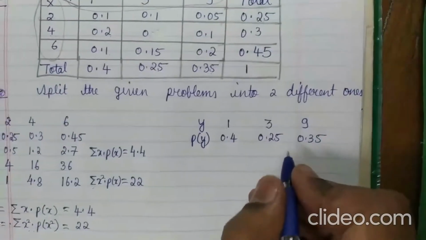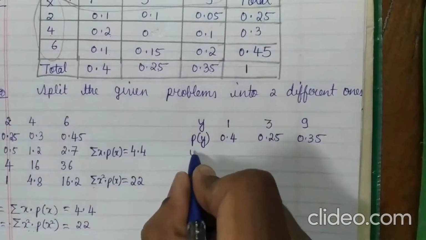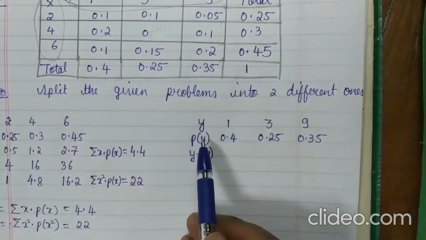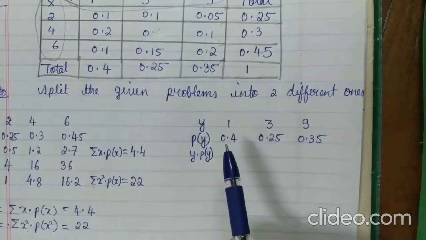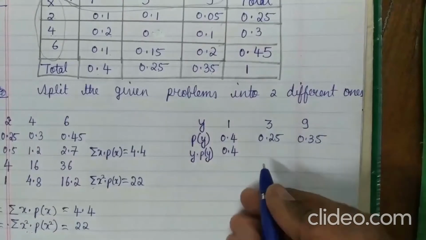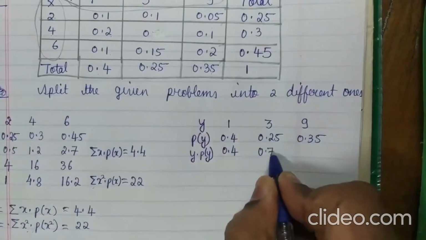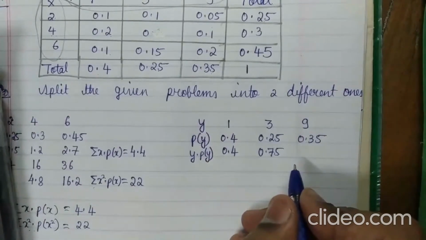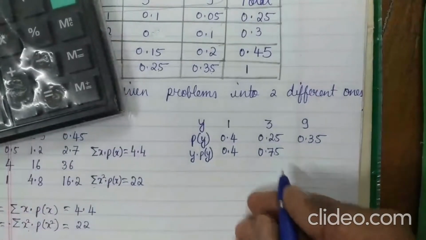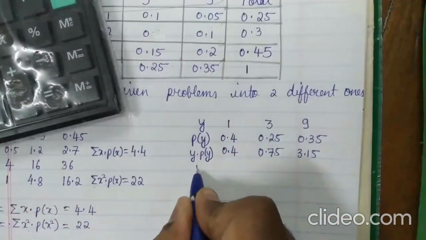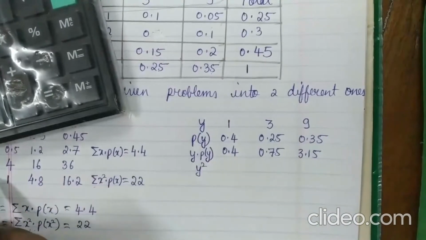Once we have done this, the next thing is y into p of y. Y multiplied by p of y: 1 multiplied by 0.4, 3 multiplied by 0.25, and 9 multiplied by 0.35. Use your calculators. It is 3.15. Then find out y square, just like how we have done for x square.